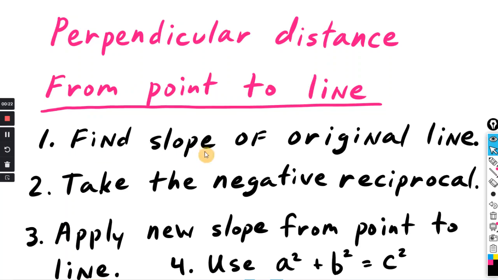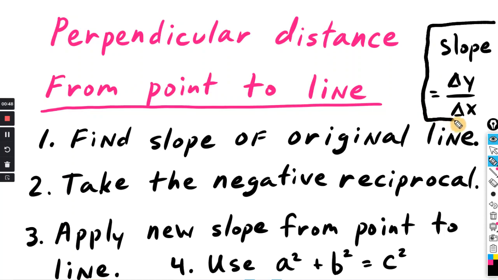First, you want to find the slope of the original line. Okay, if you recall, the slope is basically change in y over change in x. All right, so that is your slope. And you just have to go on the graph. Well, you might get the equation. Otherwise, you just go on the graph and count change in y over change in x. So that's for the original line.